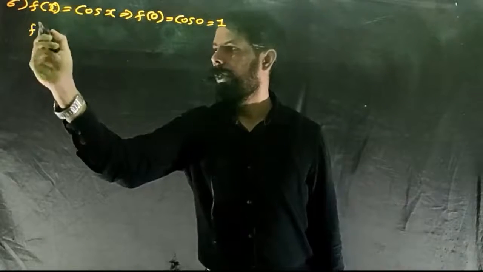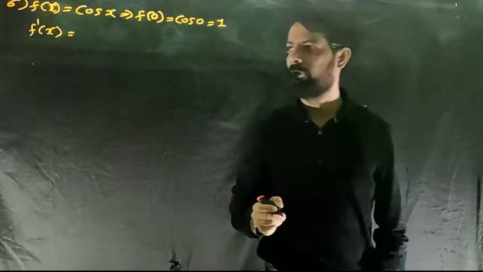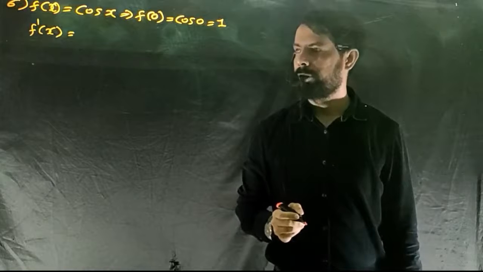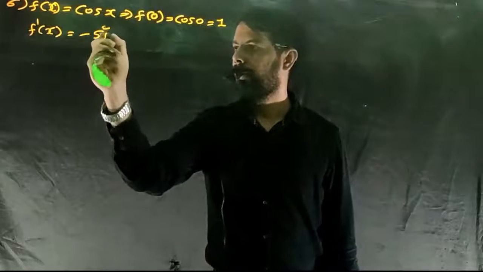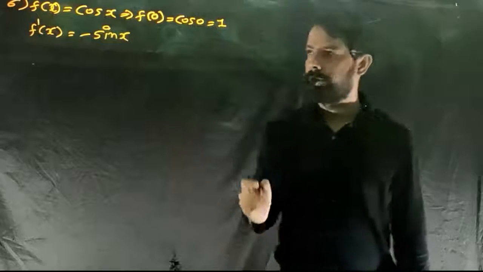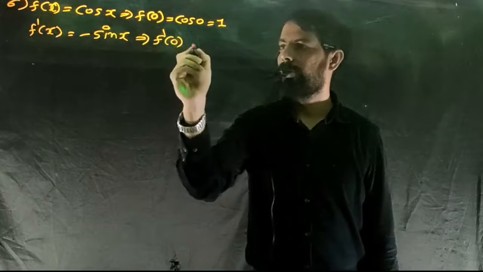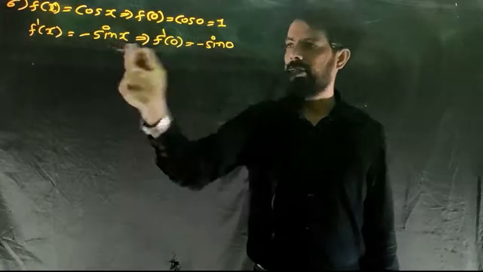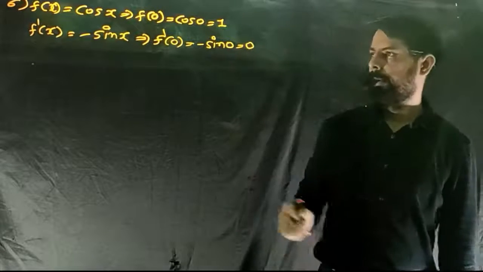Then taking the derivative of f of x, we get f dash x, and the derivative of cos x is minus sin x. Here again we have to find the value of f dash 0, which is minus sin 0. Replacing x by 0, the value of sin 0 is 0, so it will be 0.